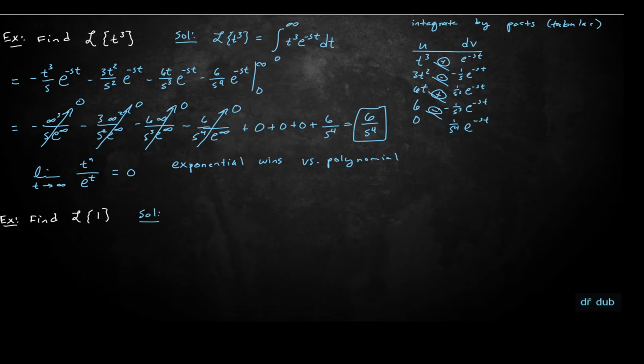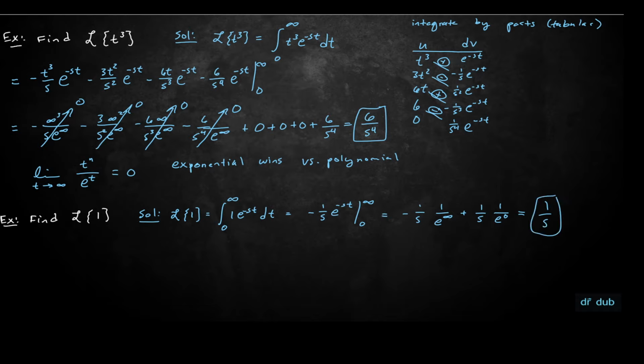Solution. Laplace transform of 1 is going to be integral from 0 to infinity 1 times e to the negative st dt, which is going to be negative 1 over s e to the negative st from 0 to infinity, which is going to be negative 1 over s 1 over e to the infinity plus 1 over s 1 over e to the 0, which is just 1 over s. So that's the Laplace transform of a constant.